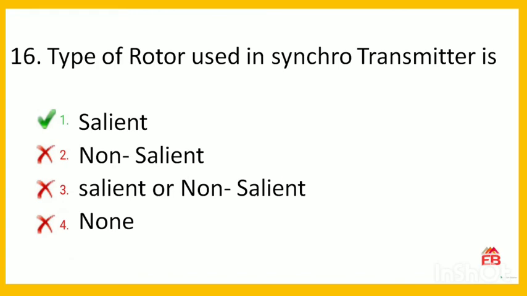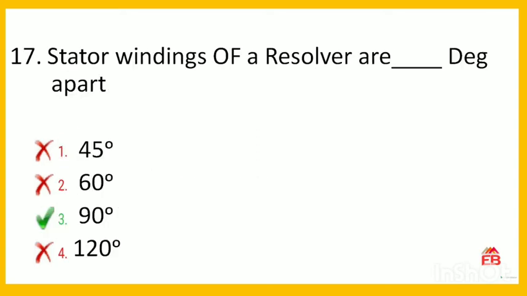The next question is, the type of rotor used in a synchro transmitter is. Options are salient rotor, non-salient rotor, salient or non-salient, or none. So the correct option is, the type of rotor used in a synchro transmitter is the salient type. So option 1 is correct.